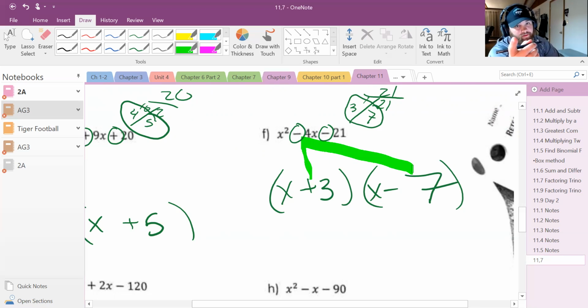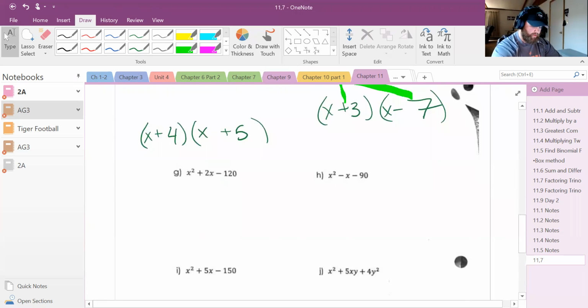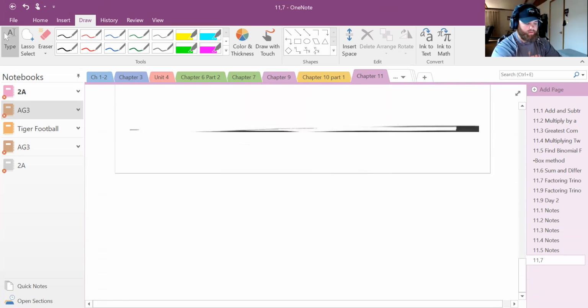Now, if it's a positive 4, sorry, the 7 would be positive because it's a bigger term, and the 3 would be negative. I hope that clicks for you. I really do. I mean, factoring's tough.